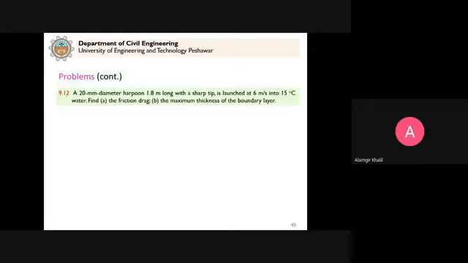And the last problem, 9.2 from the textbook. A 20 millimeter diameter harpoon, 1.8 meter long with a sharp tip. This is a sharp tip, and this is the shape with a diameter. Diameter is given as 20 millimeter with a sharp tip. This is like a missile. So it is launched at 6 meters per second in 15 degree sea water. Find the friction drag and the maximum thickness of the boundary layer.